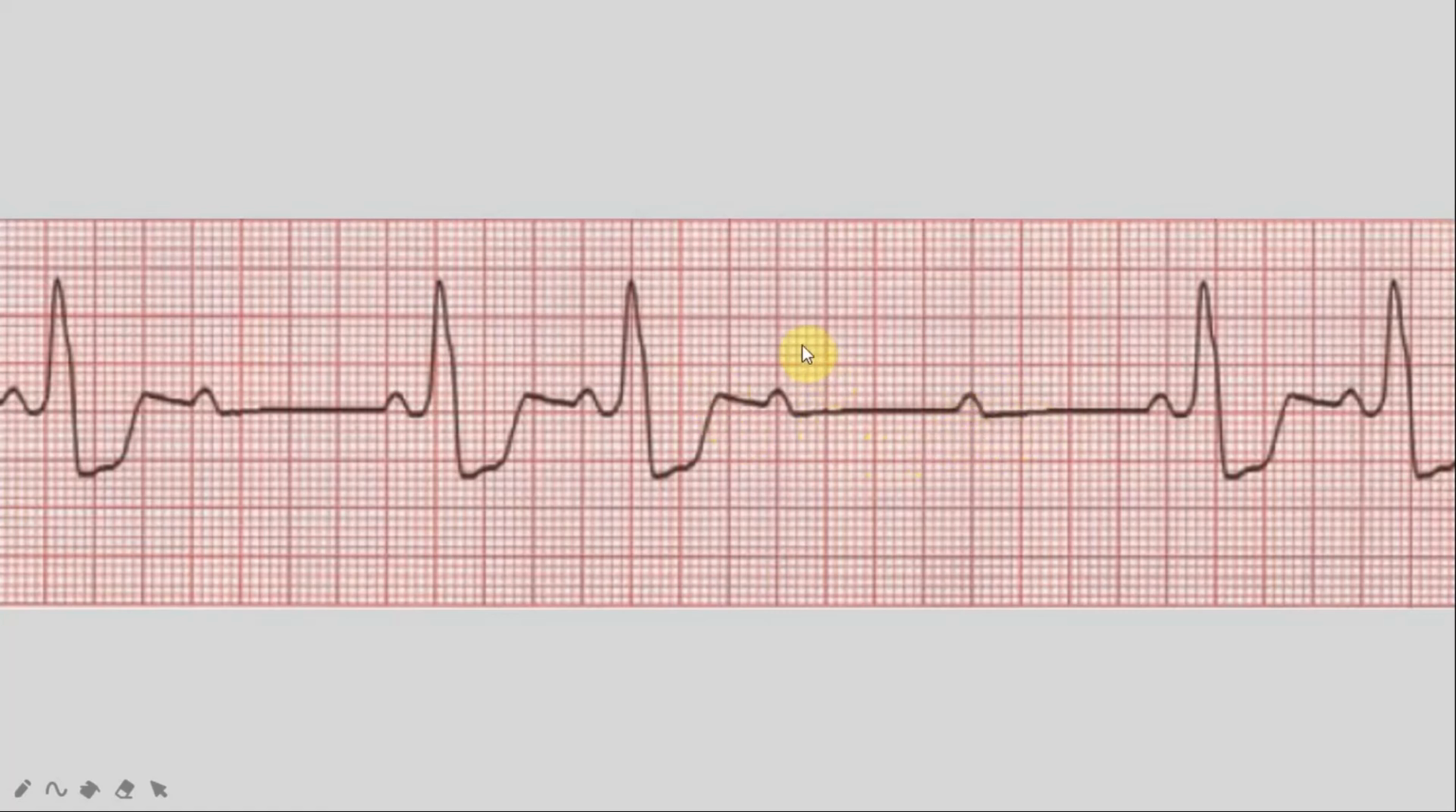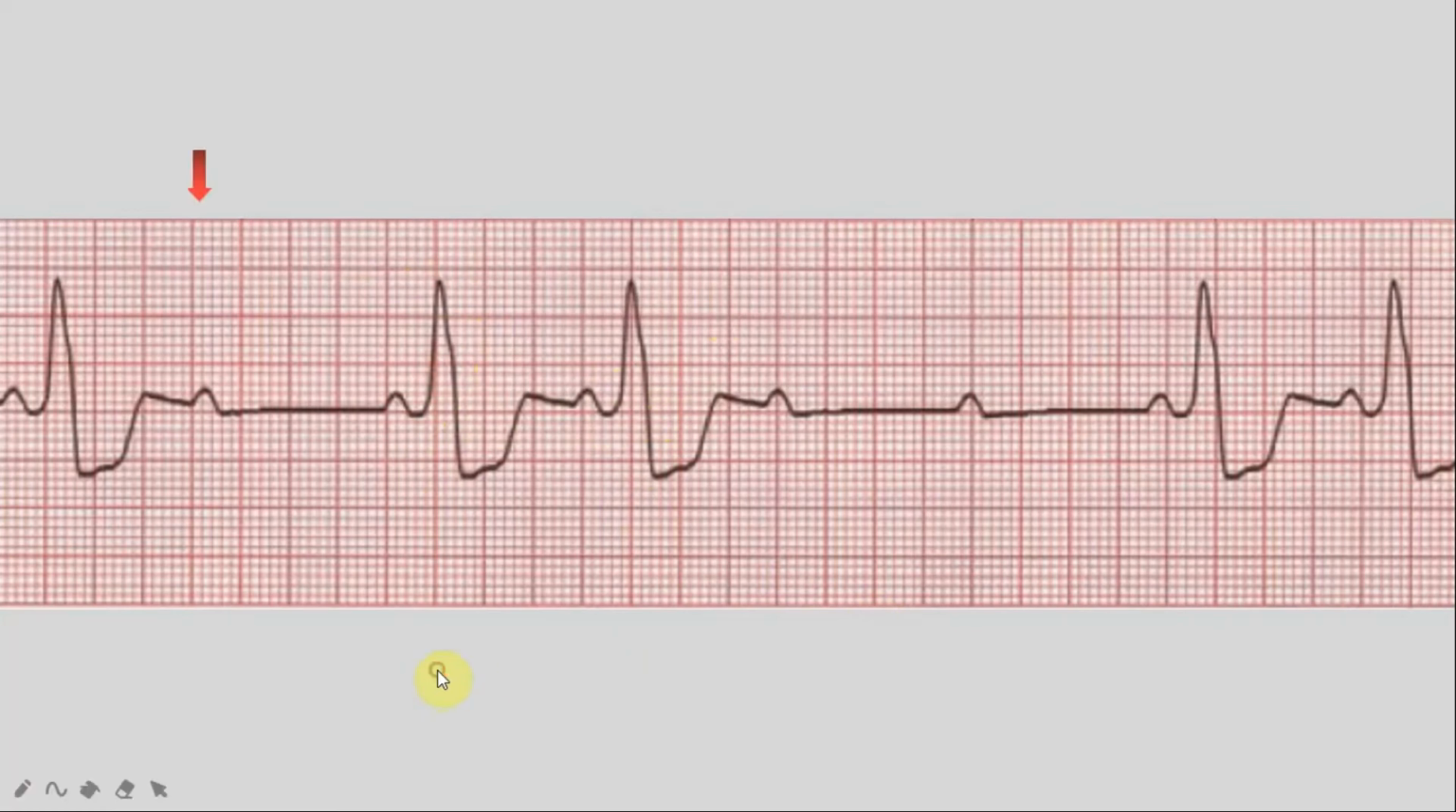So this is probably about 4:2. For every 4 P waves there are 2 QRS complexes. But what is most important is, number one, the PR interval is constant, and number two, the QRS complex is wide. So this is Mobitz type 2 heart block.